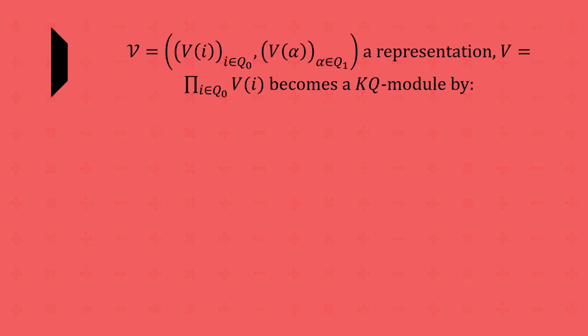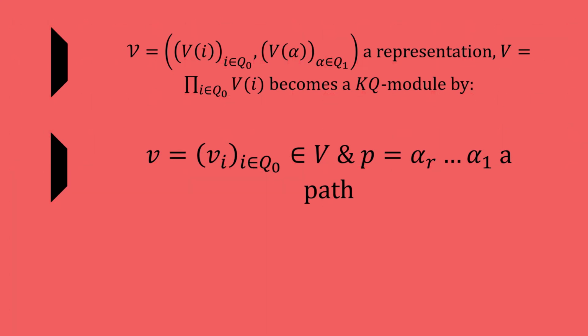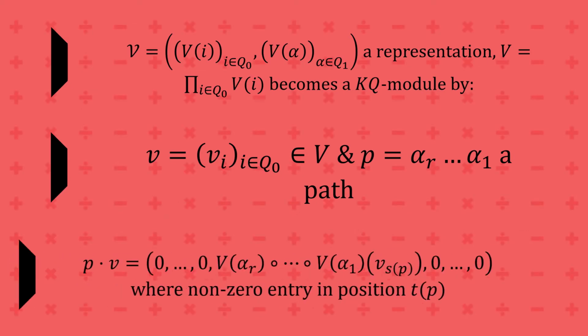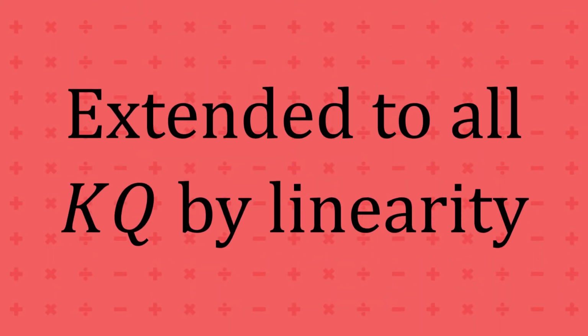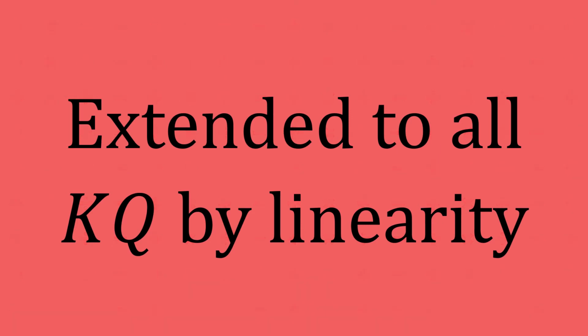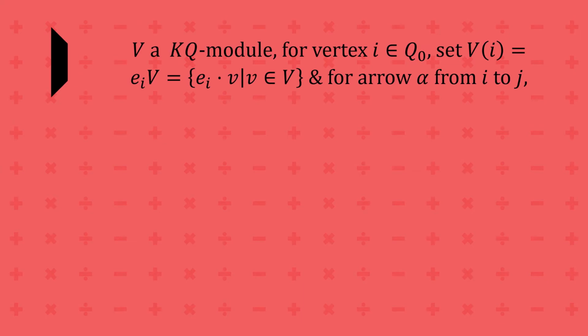Formally, if V equaling (Vi, V alpha) is a representation of Q over k, then the direct product V becomes a kQ module as follows. Let v be in V, and let p from alpha 1 to alpha r be a path starting at vertex s of p and ending at vertex t of p. Then set p dot v is equal to this thing here, where the possibly non-zero entry is in position t of p. The action is extended to all kQ by linearity.